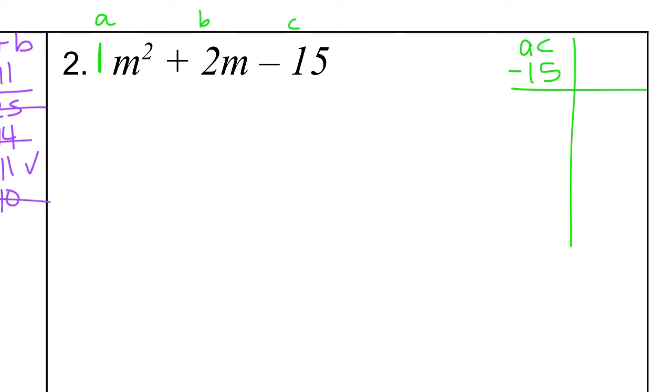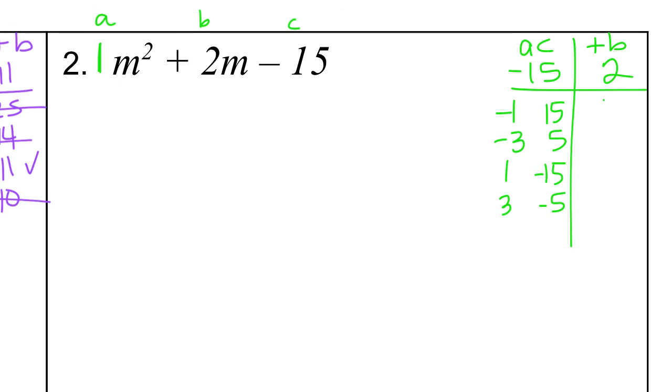But now let's list all of the factors that go with that. So I can have negative 1 times 15, negative 3 times 5, and then of course the other way around. So positive 1 and negative 15, positive 3 and negative 5. Now we're looking for the one that has a sum equal to b. So for us, that's the 2. Which one has a sum of positive 2?